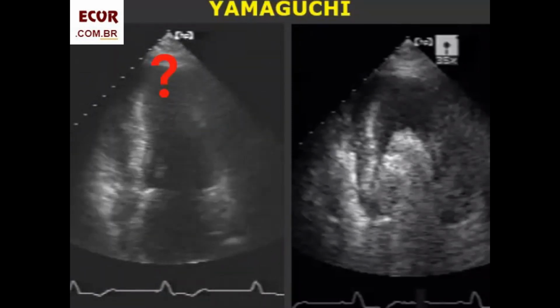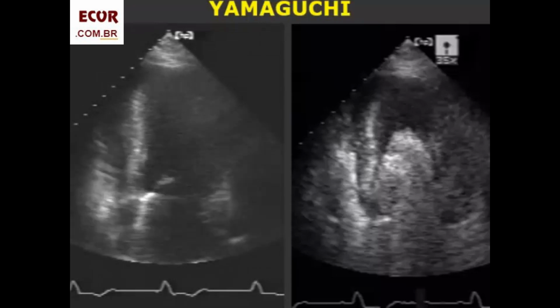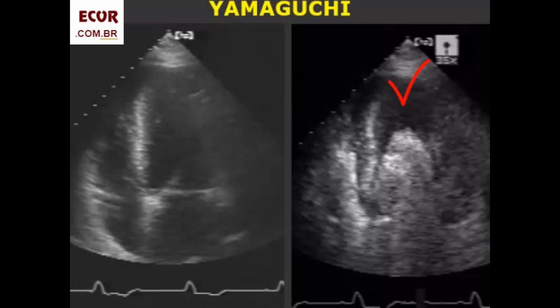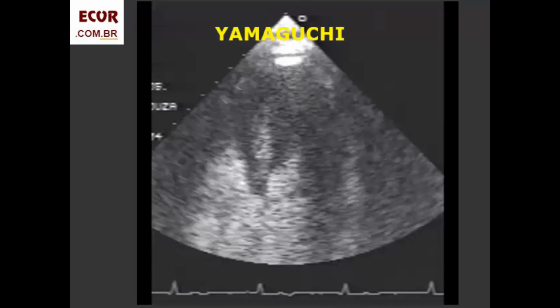Frequently, Yamaguchi may not be noticed easily if there is too much attenuation of the ultrasound at the hypertrophic apex. Then the use of microbubbles contrast may help to identify the intense apical hypertrophy.